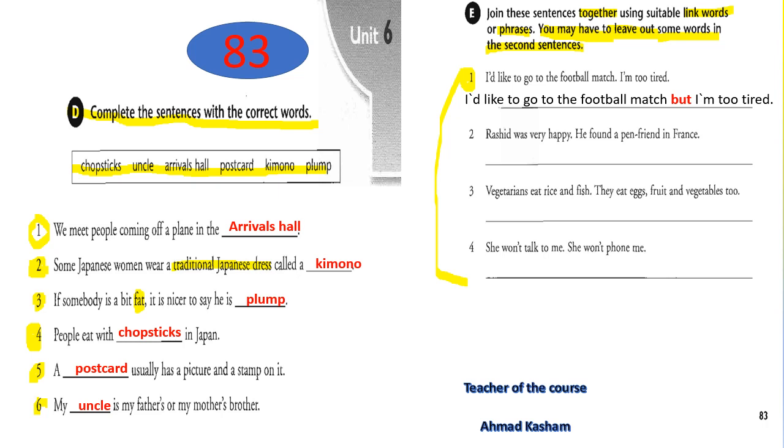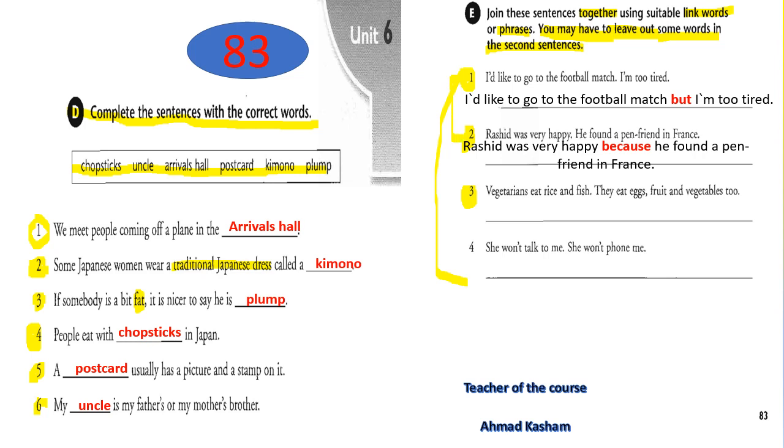Number 2. Rashid was very happy. Why? He found a pen friend in France. So we use because to answer why. Because Rashid was very happy. Why? Because he found a pen friend in France. Number 3.